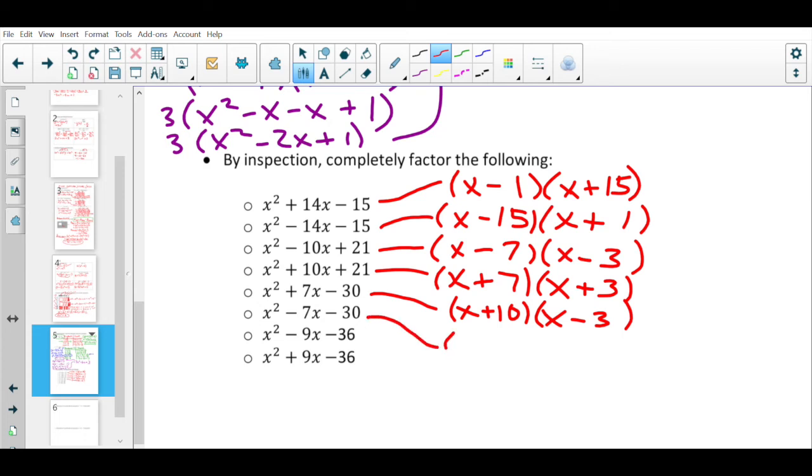Good. All right. Last couple here. Let's see. Multiplies to negative 30, adds to negative 7, so it should be like that. Negative 10 times 3 is negative 30. Negative 10x plus 3x is minus 7x.